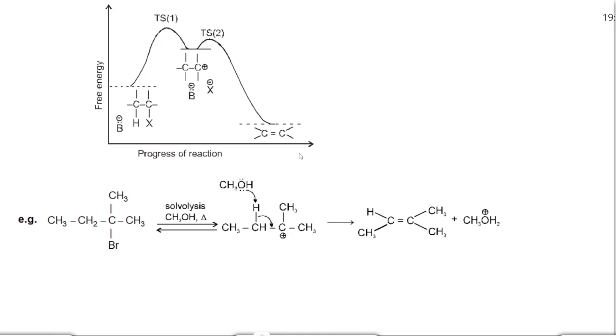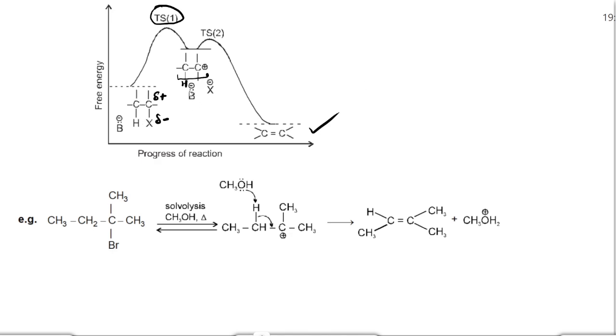In the first transition state, the C and X bond starts moving away from each other. There is a stretching of the C-X bond, and therefore that is the first transition state. And when this bond breaks, we get carbocation. This is the reaction intermediate, and then again the base will abstract hydrogen from it, and therefore we get alkene.